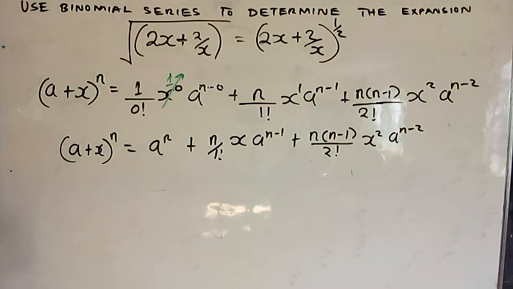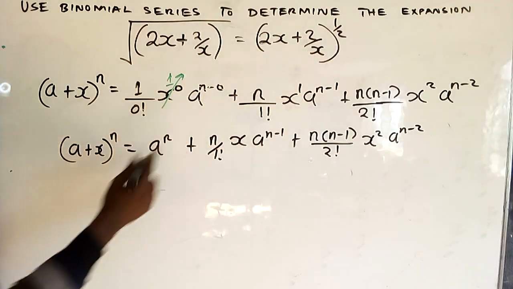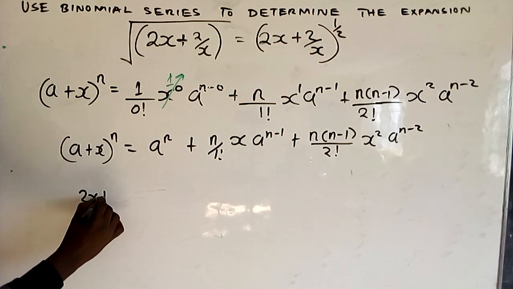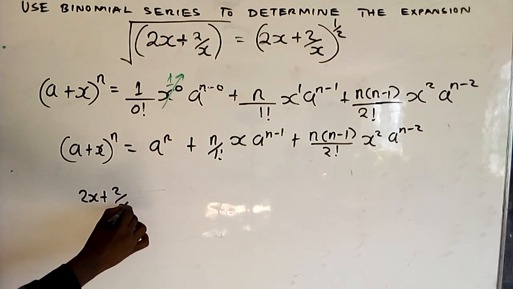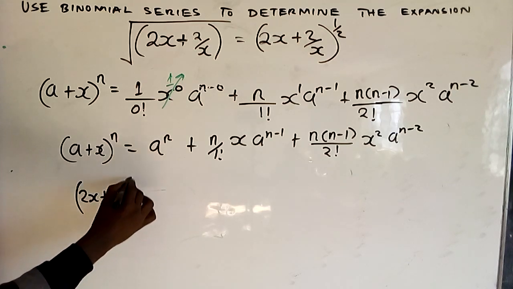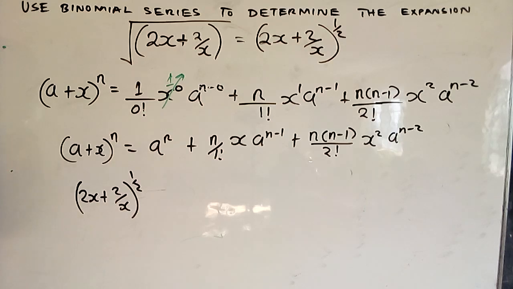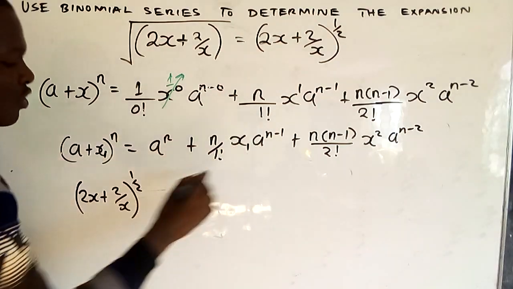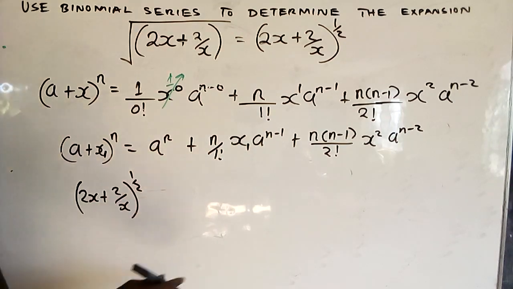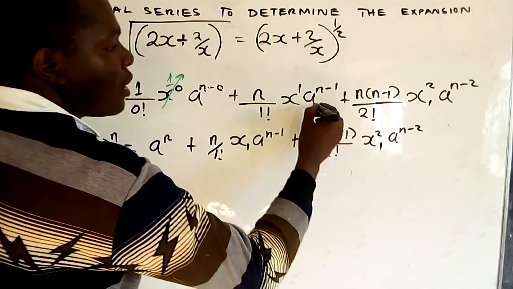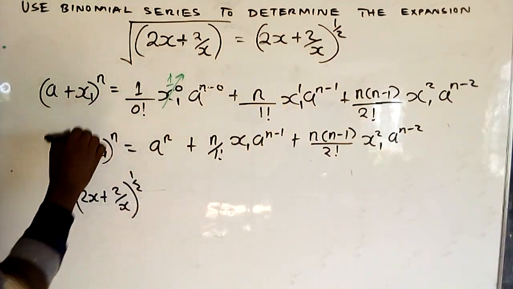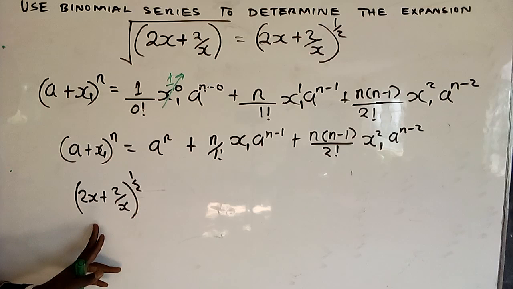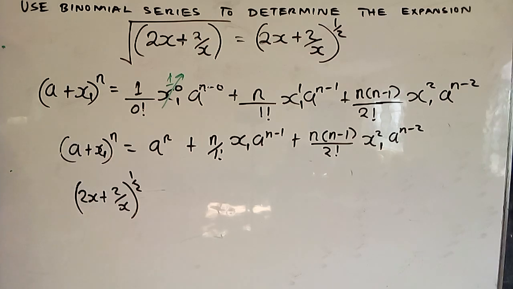So you want to expand. Bring your expansion there. You have 2x plus 2 over x raised to power a half. Because we have x in this expansion, now what you do in this your formula, you now let it be x1 to be different from this, isn't it? You now let it to be x1 so that it is different from the expansion you want to deal with, isn't it? Are we together?